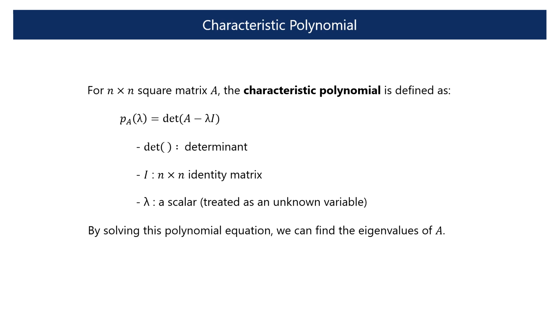Let's go on to a characteristic polynomial. For an n by n square matrix, the characteristic polynomial is defined in this way. Here, I is the n by n identity matrix, and lambda is a scalar treated as an unknown variable. By solving this polynomial equation, we can find the eigenvalues of A.